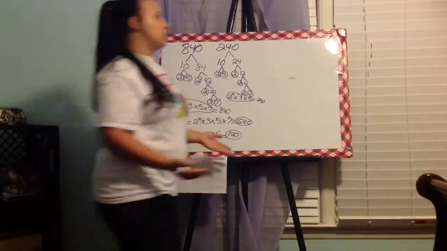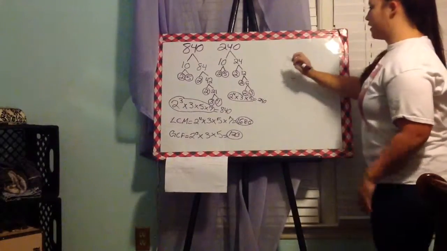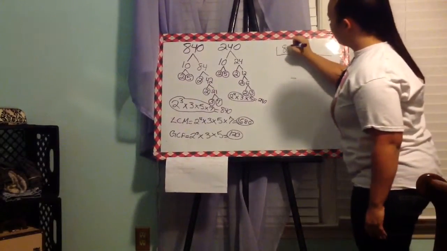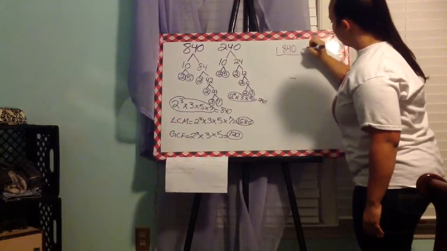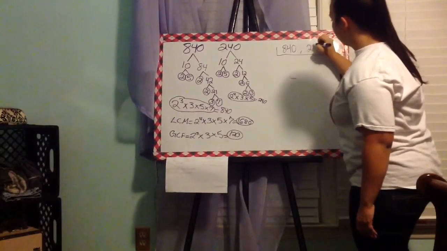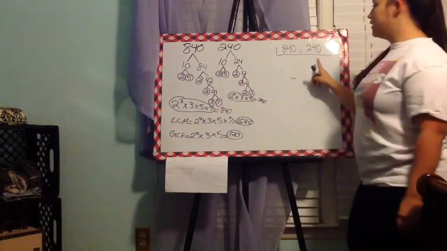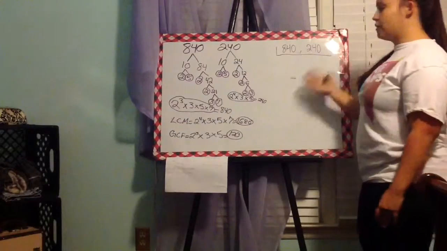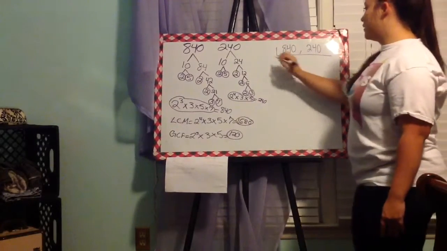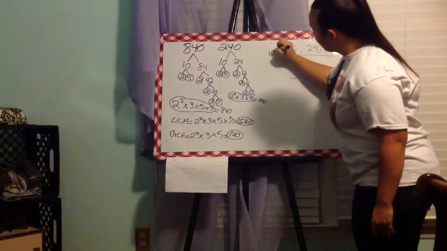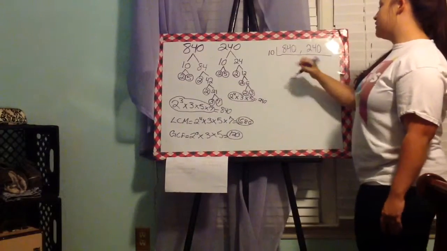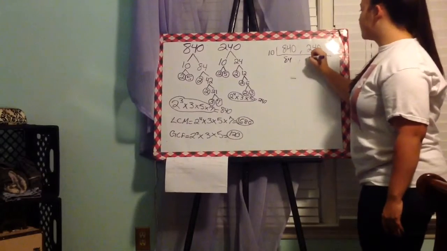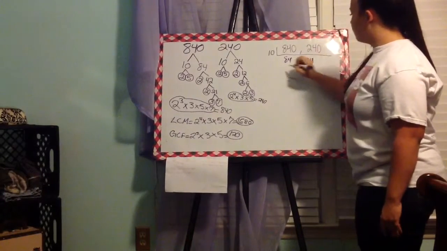So now we're going to prove our answers. We're going to check our work. So we're going to do the slide method. We have 840, comma, 240. So what we're going to do is see what number divides into both of them evenly. So we can pull out 10, and we're going to write that on the side. So 10 times 84 is 840. Then 10 times 24 is 240.